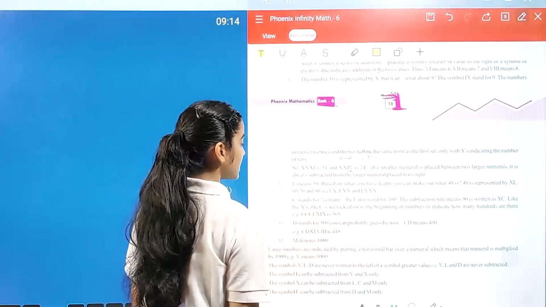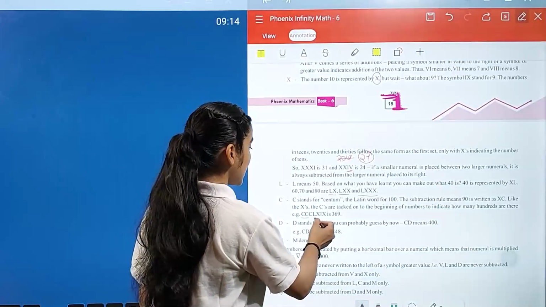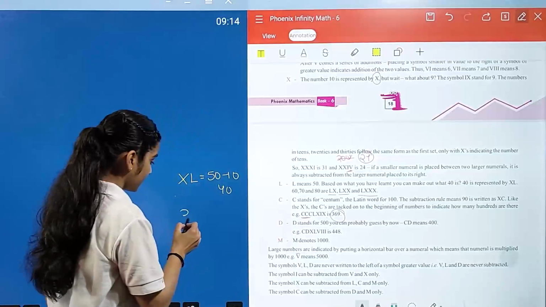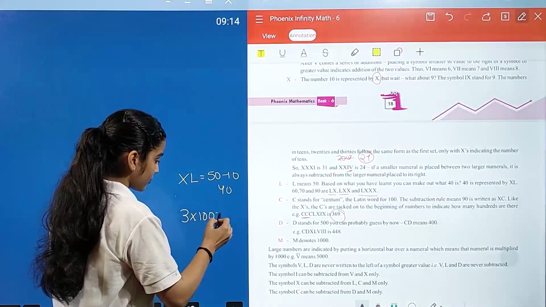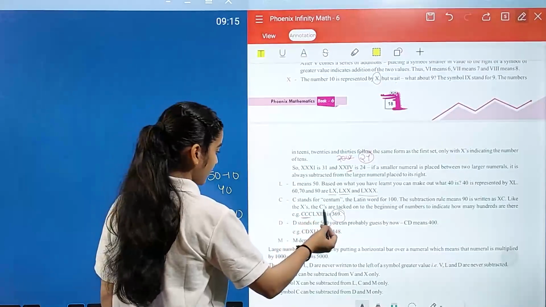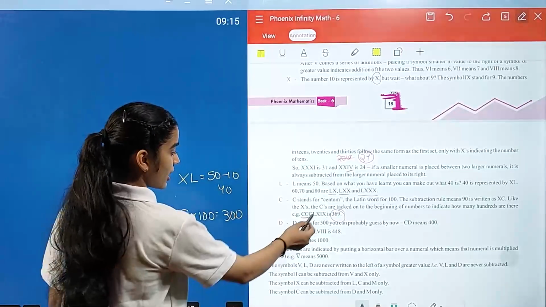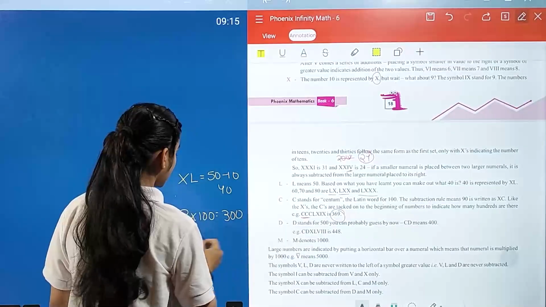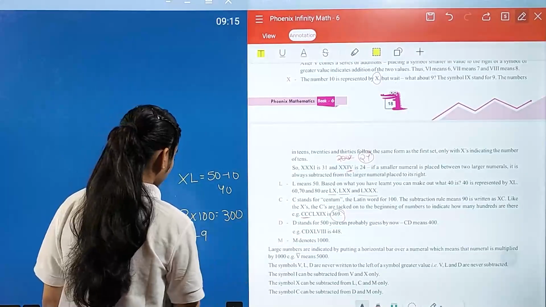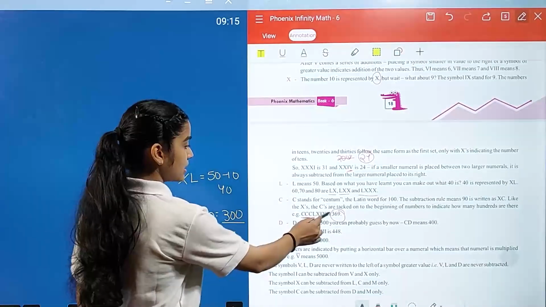The X and the C's are placed at the beginning of the numbers to indicate how many hundreds there are. So CCCLXIX is 369. CCC means 3 times 100, so it is 300. After that, LX is 60 and IX is 9. So this is your 69. 300 plus 69 is 369.